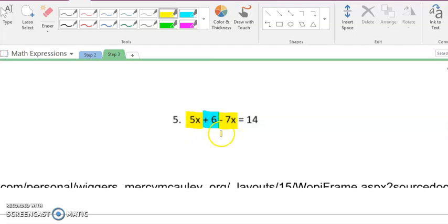Again, we're just combining terms on this side of the equation. We're not going to worry about moving terms from one side of the equation to the other just yet. That will come in a later step. I have 2 yellow terms. I have 5 X-rays, take away 7 X-rays. How many X-rays will I have left? Negative 2 X-rays. The positive 6 just comes down because it has nothing to combine with, and the 14 is on the other side of the equation anyway, so I'm not going to worry about that right now.